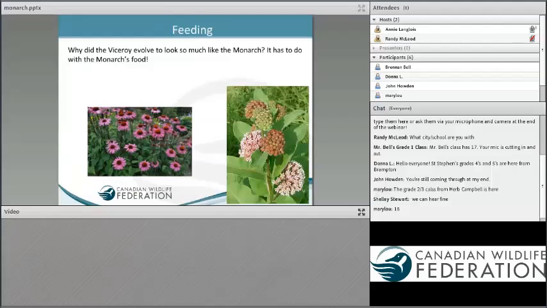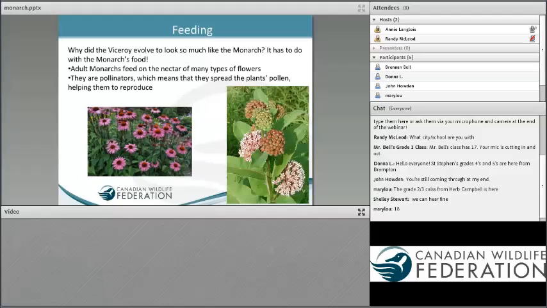So part of the answer to why viceroys look so much like monarchs has to do with the monarch's food. The adult monarchs, the butterflies, feed on the nectar of many types of flowers, including coneflowers, like the one at the bottom here, the purple coneflower. While doing this, they actually help pollinate. By visiting a few different flowers, they spread the pollen amongst the other flowers. So that helps the plants reproduce.